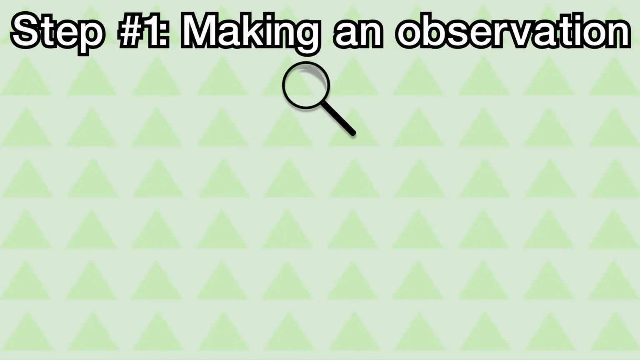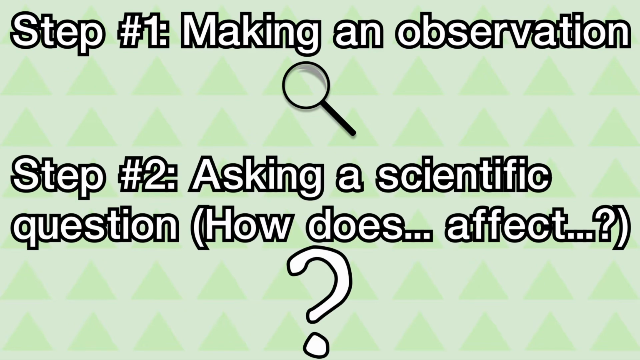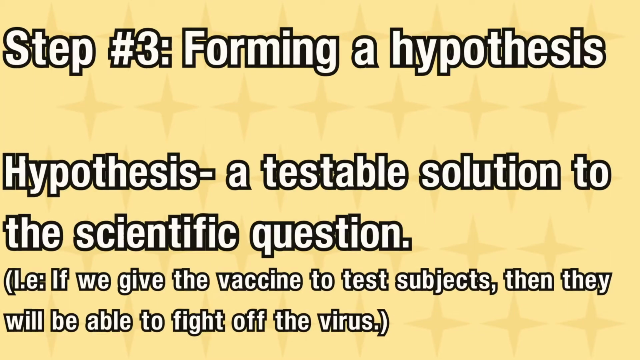The first step of the scientific method is finding a problem or making an observation, like the fact that the coronavirus is causing a global pandemic. The next step is asking a question, like, what are the effects of the vaccine on the coronavirus? The following step is the hypothesis, and an example would be, if we give the vaccine to test subjects, then they will be able to fight off the virus.